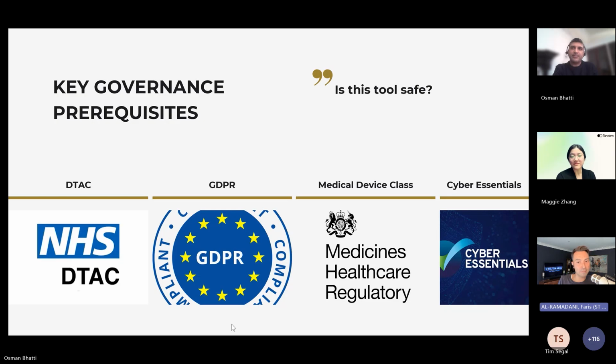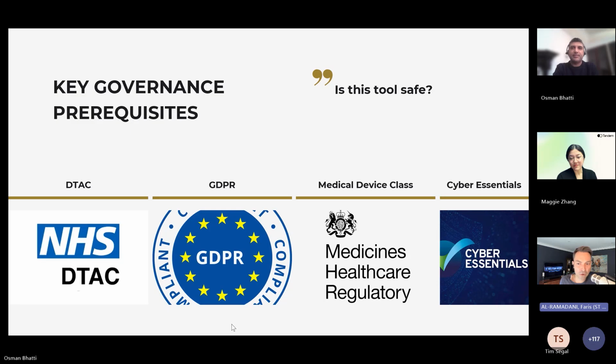Medical device class is important, and the MHRA are basically responsible for this. But what we need to make sure is that the product we're using has a medical device classification that matches its risk and matches its purpose. So this could be class 1, it could be class 2A, it could be class 2B, depending on the potential risks associated with the product. So you just need to make sure that the product that you're looking at, in this case a Scribe, has the appropriate medical device classification to match the risk that could be associated with its use.